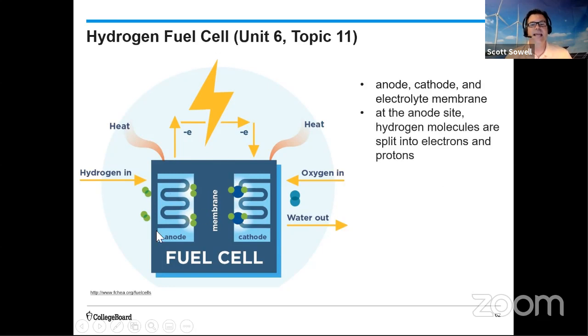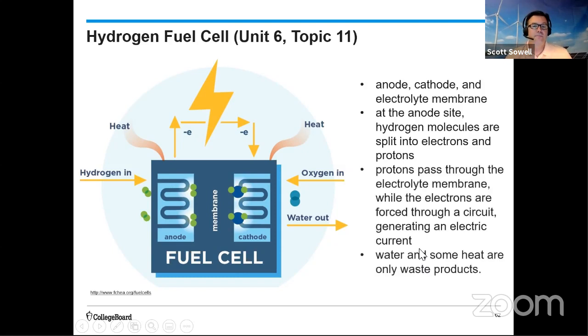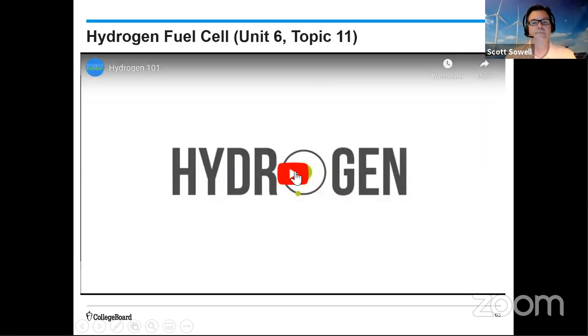What's going to happen? This anode is going to split that hydrogen into protons and electrons. It's going to send the protons through the membrane, but it's going to put the electrons on a very different path. And in that little circuit that they travel through, that movement of the electrons, there's your electricity generation. And the really brilliant part of a hydrogen fuel cell is that the only waste products are a little bit of heat and some water. I mean, that's just brilliant. If we could really tap into hydrogen fuel cells, think about how environmentally sustainable that would be. So let's take a little quick look at their clip.